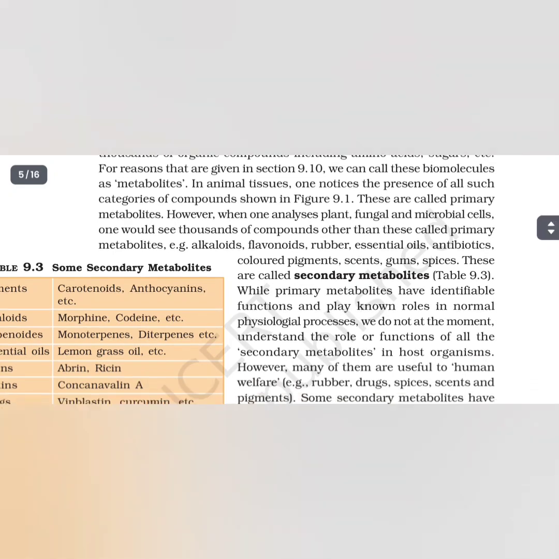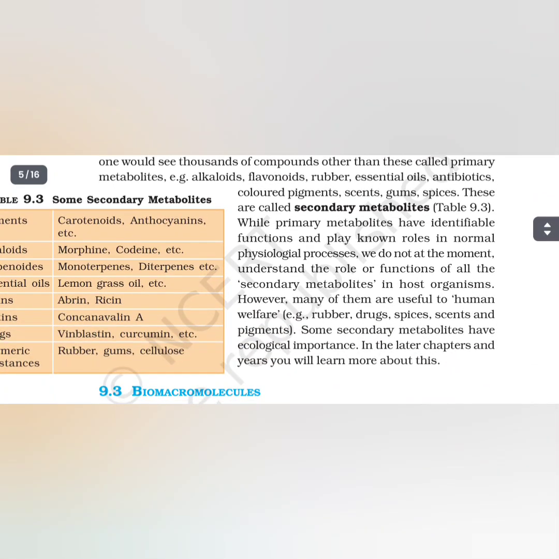Table 9.3. While primary metabolites have identifiable functions and play known roles in normal physiological processes, we do not at the moment understand the role or function of all the secondary metabolites in the host organism. However, many of them are useful to human welfare. For example, rubber, drugs, spices, scents and pigments. Some secondary metabolites have ecological importance. In later chapters and the years, you will learn more about this.